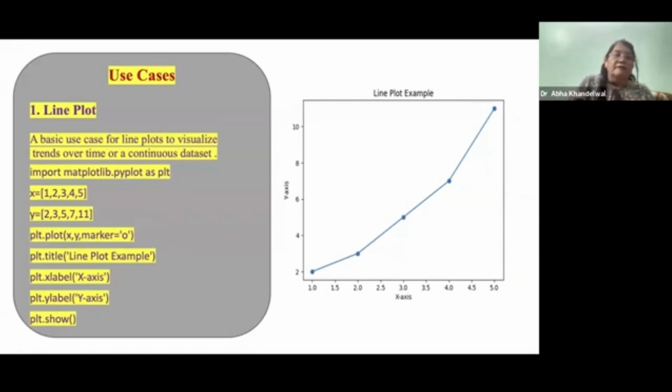So plt is the alias name, and x has these numbers for the x-axis, y has these. Then plt.plot. With plt, we will call all our functions. To this plot function, you have to send three parameters. Which are they? One is x, another is y, and the third one is marker. Now you know marker. Either it is 0 or cross or any other you can put. But generally we don't use any other character.